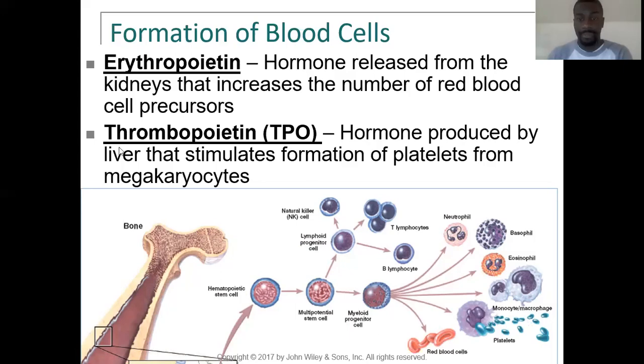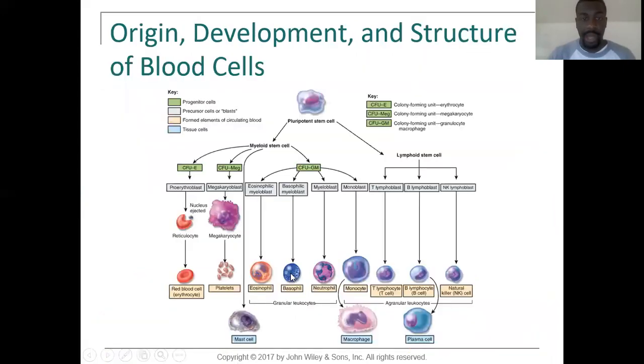This is just a little schematic, it's more detail than you need to worry about, but it helps show the pathway of all of these different types of cells. So again, starting with the pluripotent stem cell, it can then either enter the myeloid stem cell pathway or the lymphoid stem cell pathway. If it goes the lymphoid stem cell pathway, it's going to develop into a B lymphocyte, a T lymphocyte, or a natural killer cell. If it goes the myeloid pathway, it's going to develop into any of those other types of formed elements.